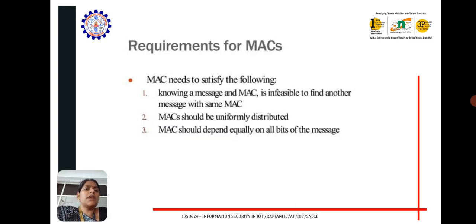So these are the requirements of MAC. A MAC needs to satisfy the following: knowing a message and MAC, it is infeasible to find another message with the same MAC, and MACs should be uniformly distributed and should depend equally on all bits of the message.